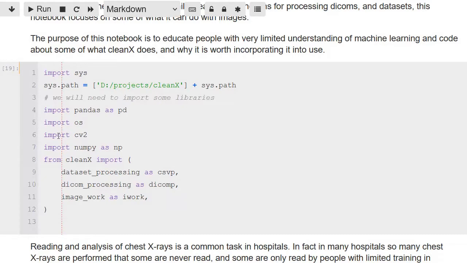So here I've imported pandas, a few other libraries, and of course from cleanX, the modules dataset processing, DICOM processing, and image work. Here I'll focus just on some of the functionality in image work, which would ease contributing to making a quality machine learning product.